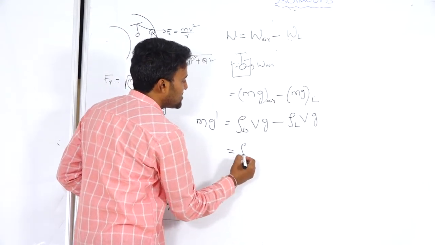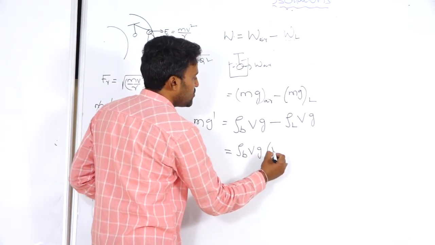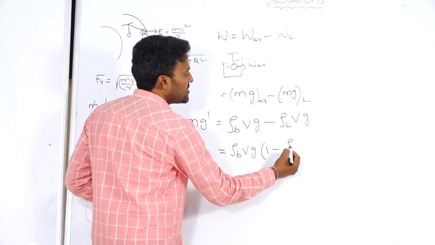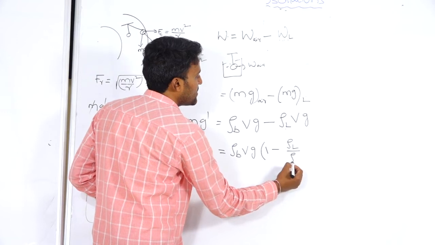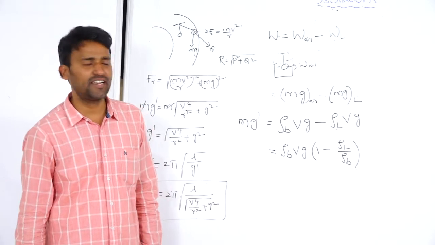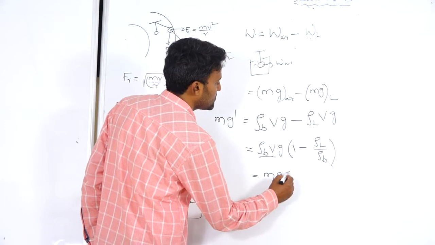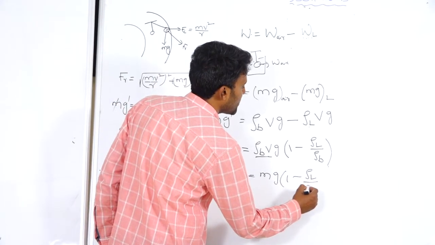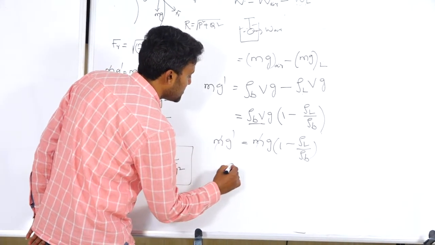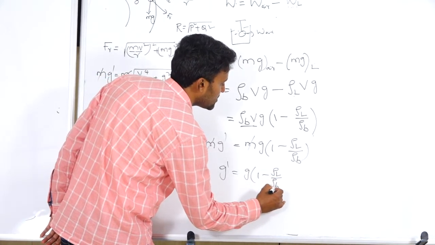I am taking common density of the body, volume into g. If I take common, what you can write? 1 minus Vg is the same, but here density of the body is not there. Density of the liquid divided by density of the body, and this rho b and v I am writing as m. 1 minus rho l divided by rho b is equal to mg dash. m gets cancelled. g dash is equal to g into 1 minus rho l divided by rho b.